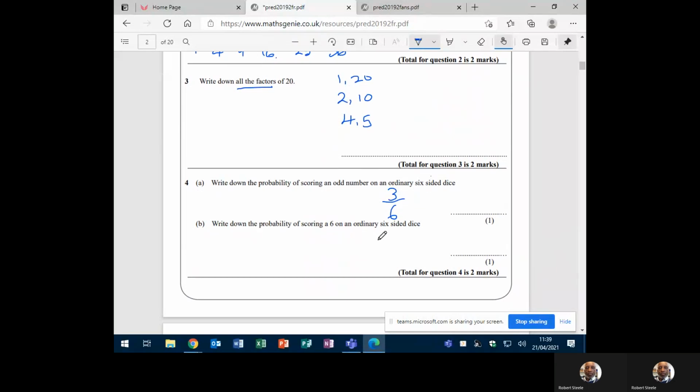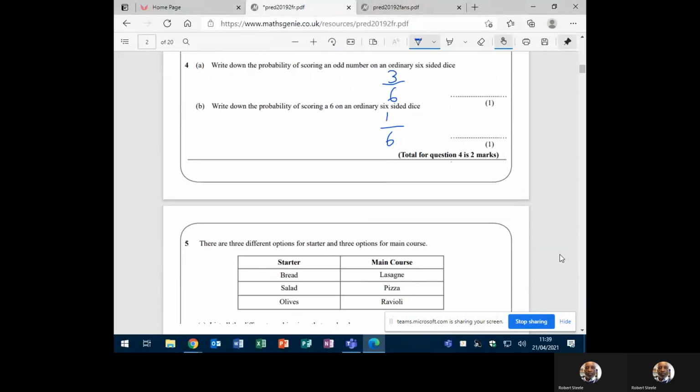And the probability of scoring a 1, sorry, not a 1, scoring a 6 is 1 chance out of 6. Please make sure you don't use ratio notation, yeah? I've seen some students write 1:6. That will be marked wrong if you were to do that.